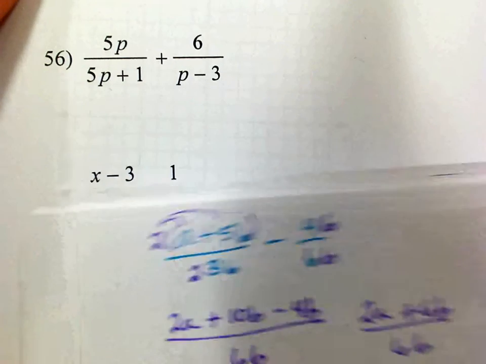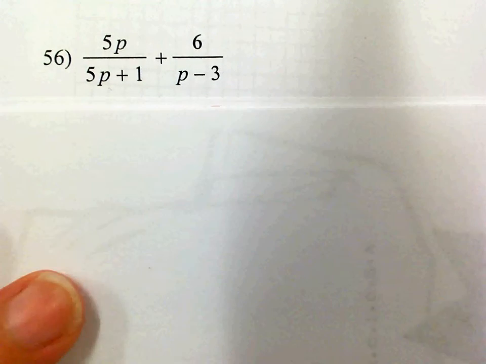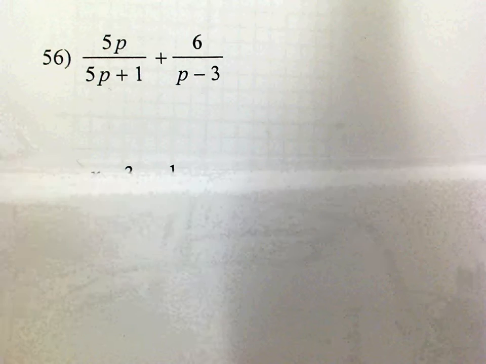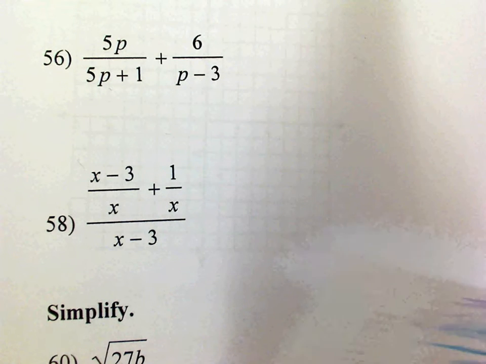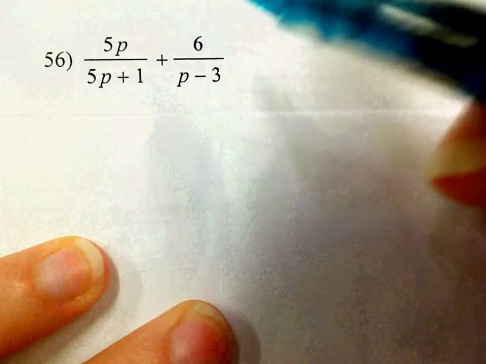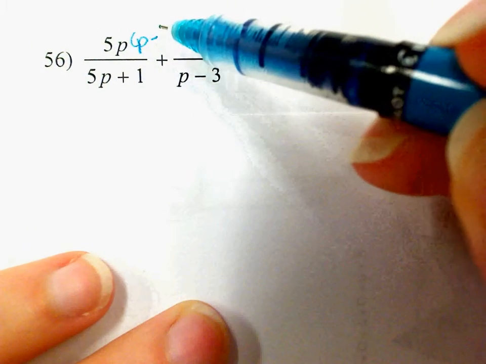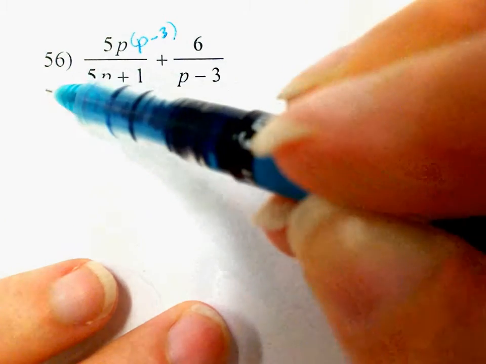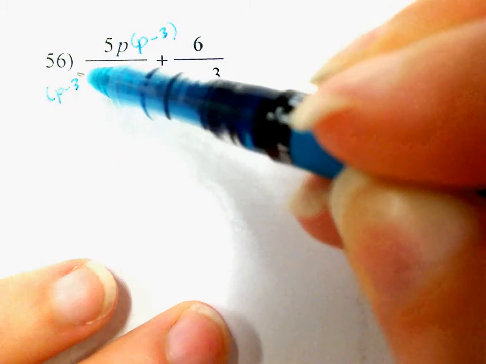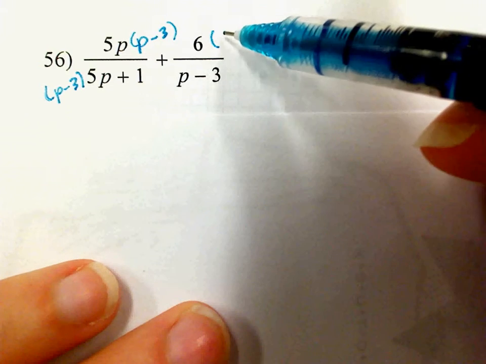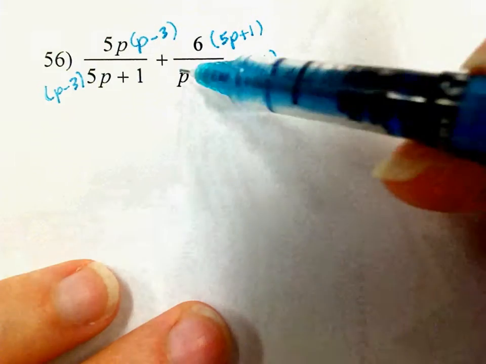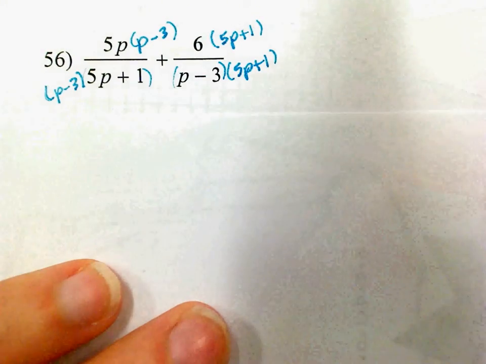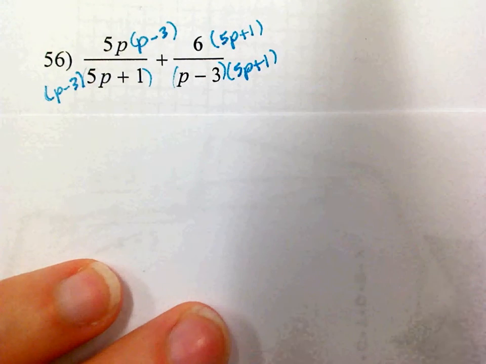Okay, so what about 56? Do they have a common denominator? No, so what do they need? Each other. Okay, so if the denominators have nothing in common, then they need each other. So on this side, I'm going to multiply by what? Okay, on this side, I'm going to multiply by what? Okay, so now what do we do?